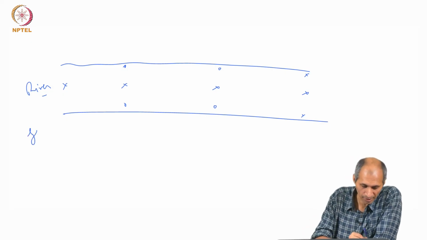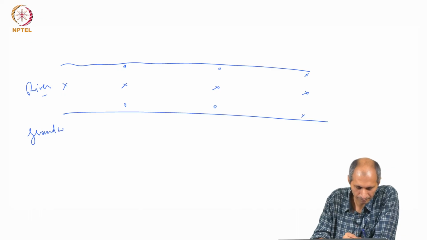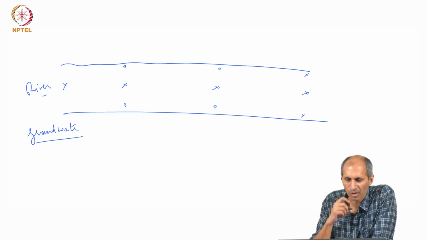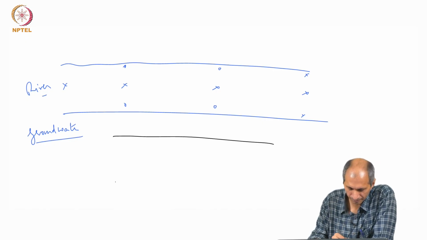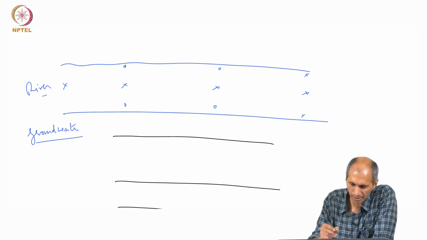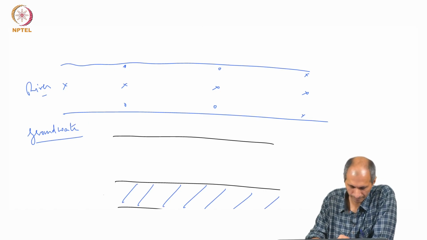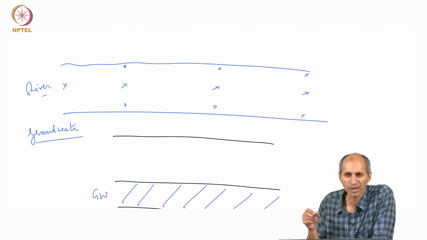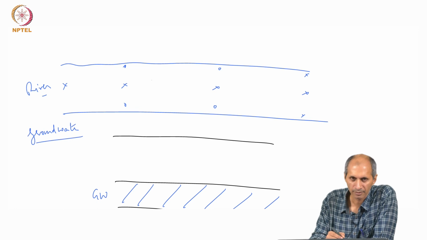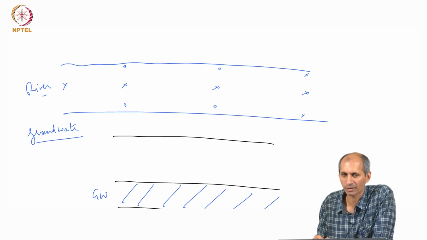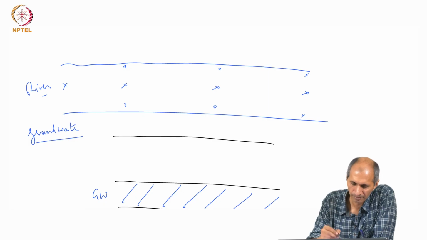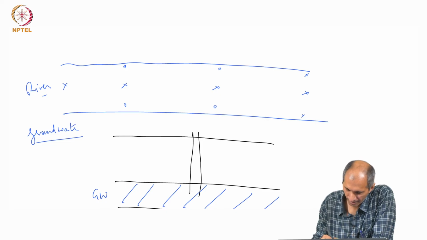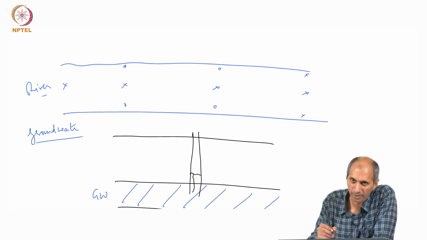Now, when you go to groundwater, groundwater is under the soil. This is the groundwater. How do you sample groundwater? You have to access it. What is the only way to access groundwater? Through a well. You have to dig a well, and the water will come up a little bit, and you sample the groundwater.